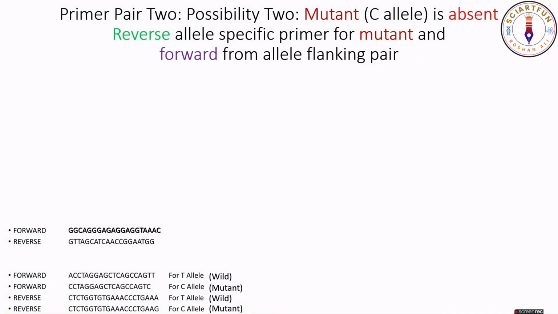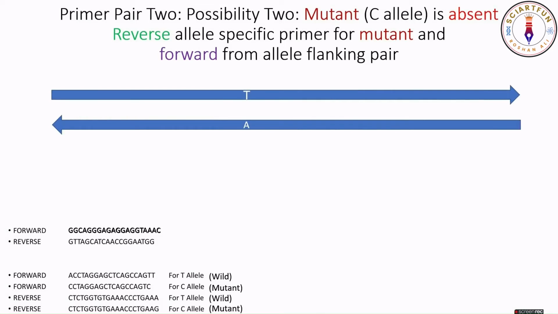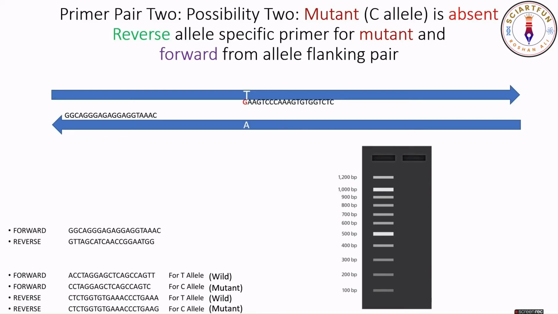The next possibility with the same primers is that you have only the wild-type allele in the sample, then the primer's 3' end will not bind to T in the target DNA because G of the primer is not complementary to the T. So no amplicon and no band on the gel.